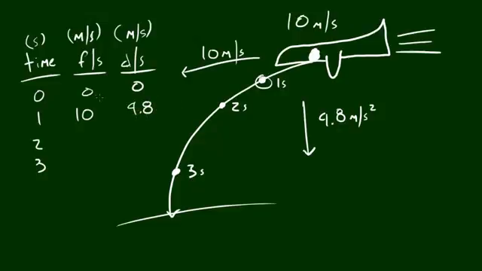Now, at second number 2, there is no extra force causing this watermelon to accelerate forward, so the forward speed is still going to be 10 meters per second. However, whenever you have gravity as a force, you have an acceleration. So after 2 seconds, if you remember from a couple of tutorials ago, it's now going to have a speed of 19.6 meters per second downward. Now at 3 seconds, again, the forward speed is going to be 10 meters per second.